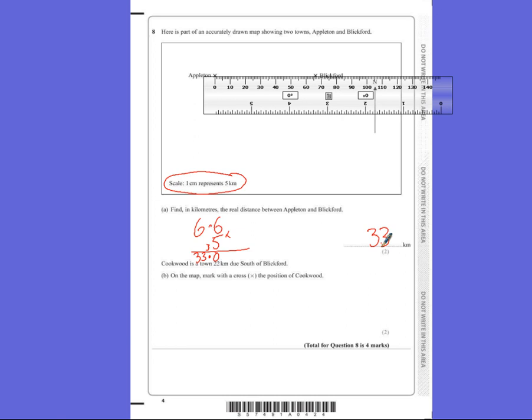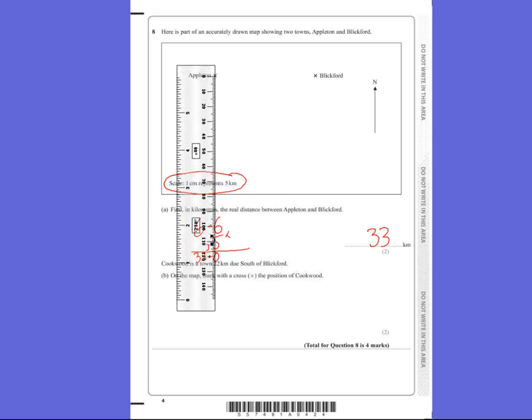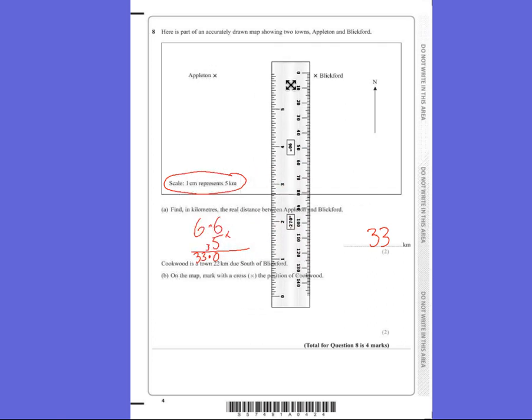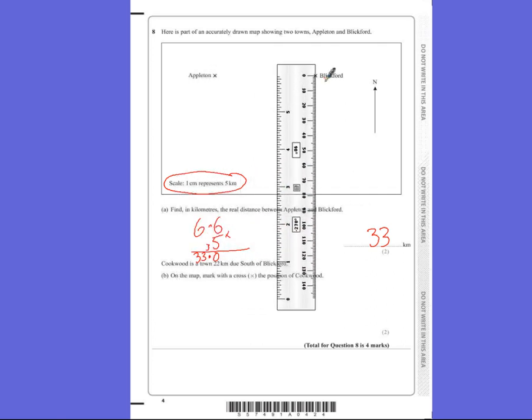Cookwood is a town 22 kilometres due south of Blickford. On the map, mark with a cross the position of Cookwood. So you might need to use a protractor here. You can see that mine's got angles on my ruler. You might just need to use a protractor to make sure you've got it due south. But mine, I can make sure it's due south by getting mine to 90 degrees there. You can use a protractor to do that. And I'm going to put it at Blickford.